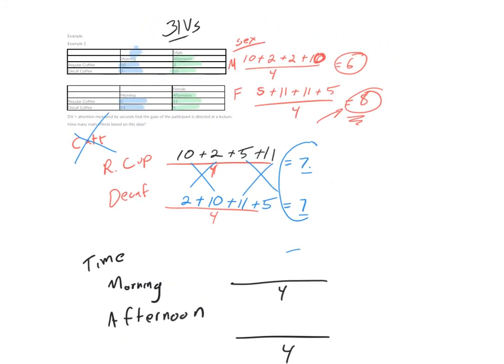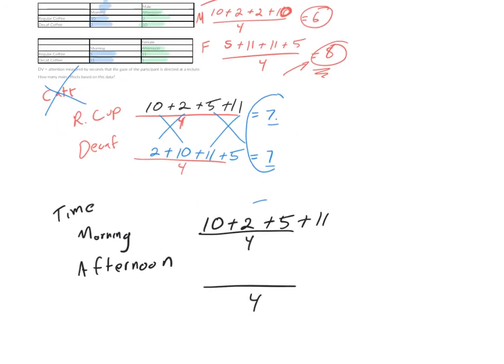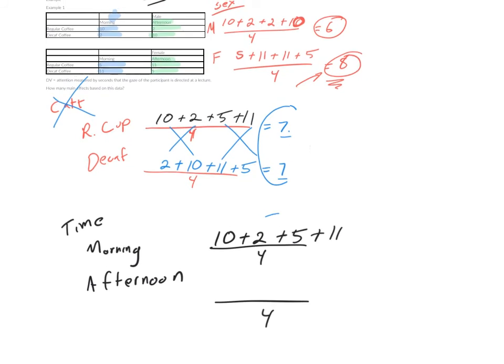So I'm going to do morning first. 10 plus 2 plus 5 plus 11. And then I'm going to do afternoon. 2 plus 10 plus 11 plus 5. Yeah, so those I just wrote down came from here. That one for morning came from here. So it's going to depend, right, where these numbers come from.